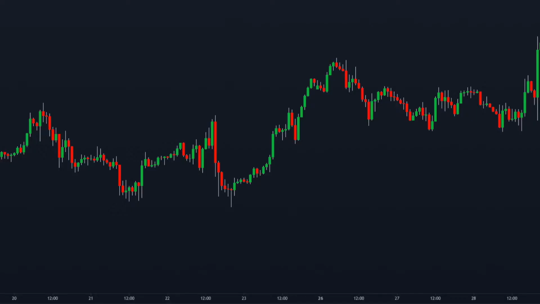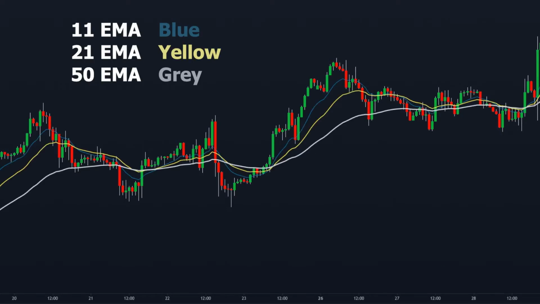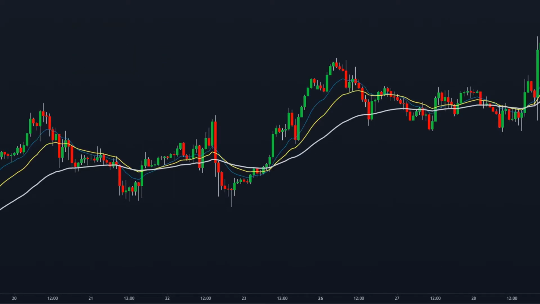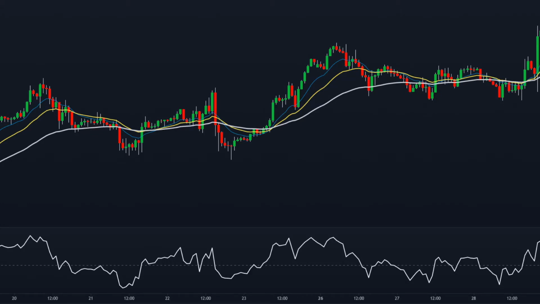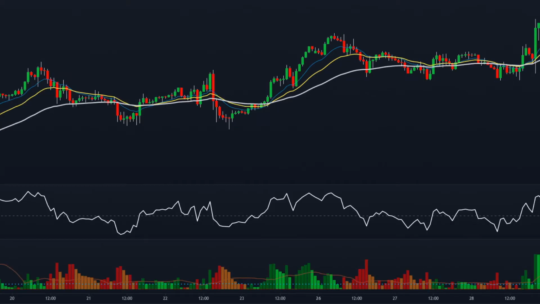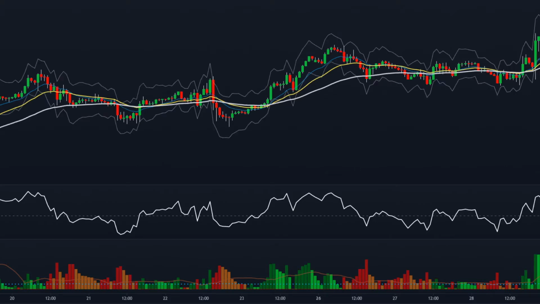Hey, today I have a very good trading strategy that works really well in the markets. The strategy consists of 11, 21 and 50 EMA. The 50 EMA will show us the trend. The 11 and 21 EMA are used as confirmations. We need the RSI, on default settings, the WAE explosion indicator which will act as a volume indicator, and the ATR bands with a multiplier of 2.